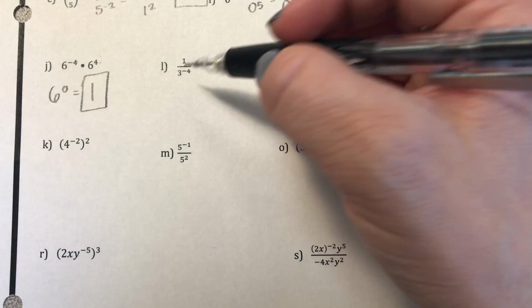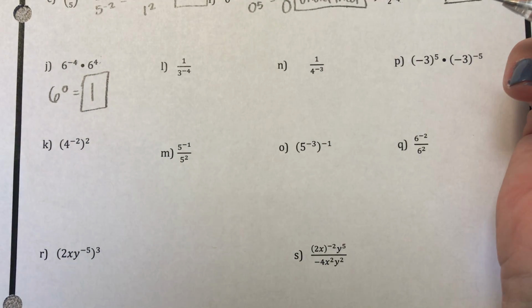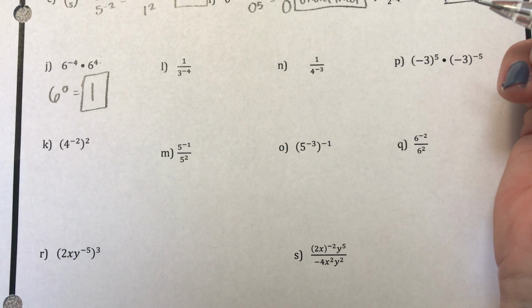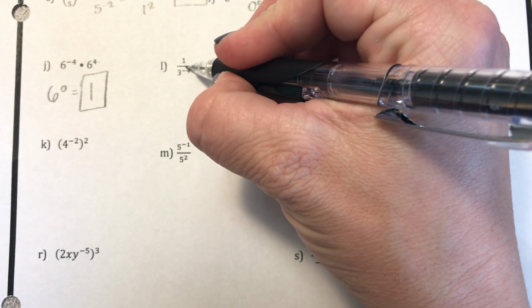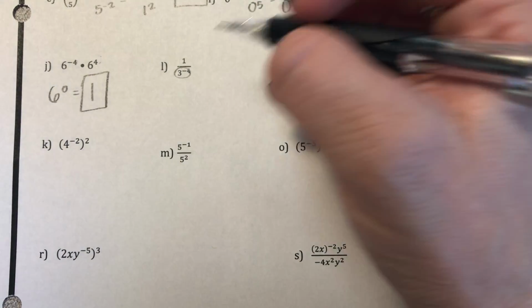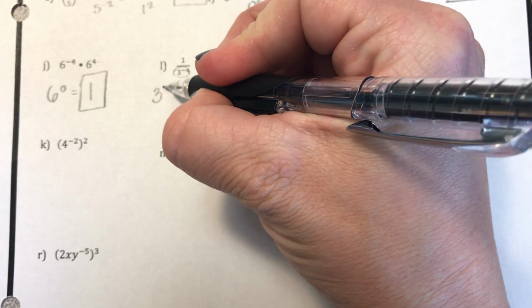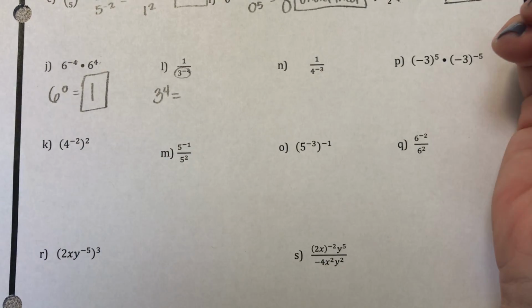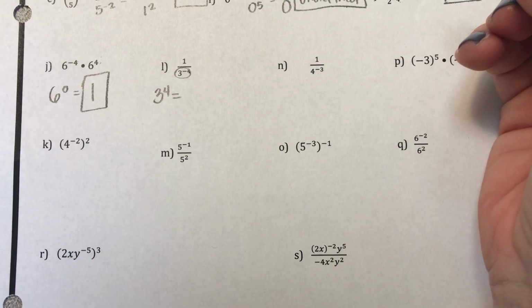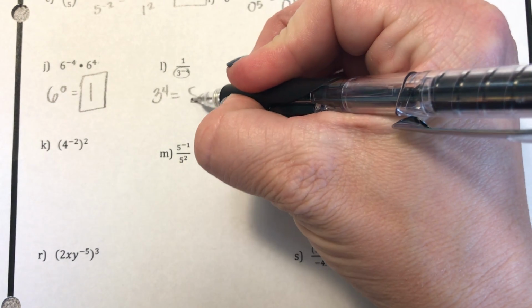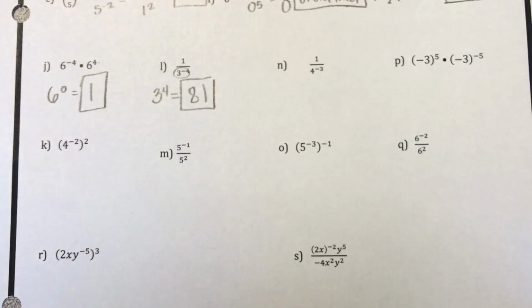Letter L, 1 over negative 3 to the 4th, or 3 to the negative 4th power, means, hey, I'm in the wrong part of that fraction. Move me up to the top. 3 to the 4th would be 3 times 3 is 9. 9 times 3 is 27. 27 times 3 is 81.